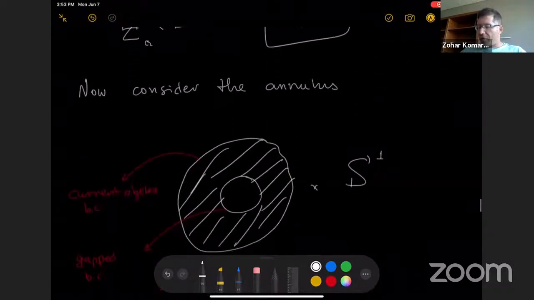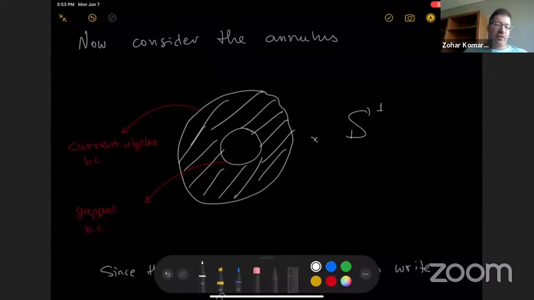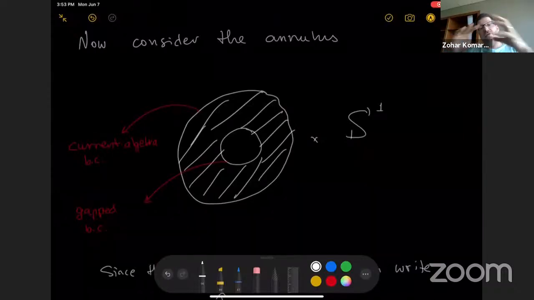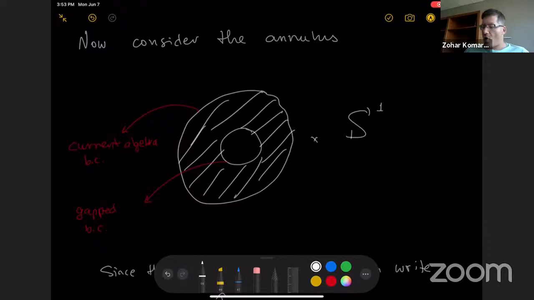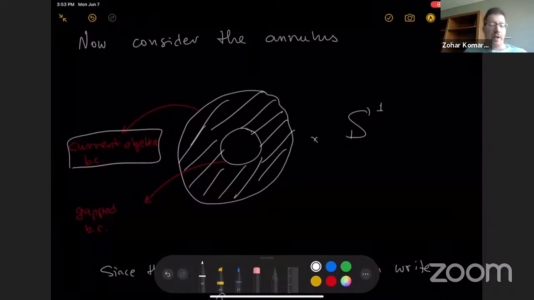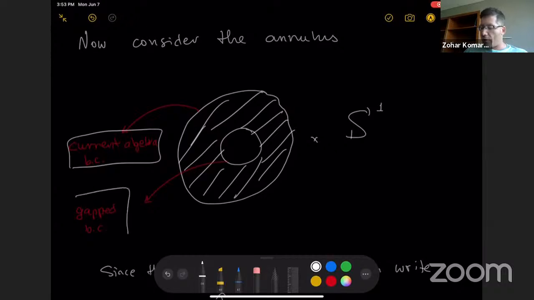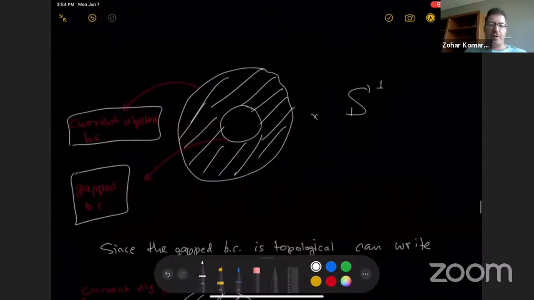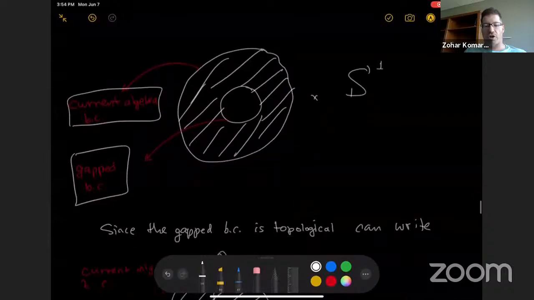Now I want to tell you something about the annulus. Just to explain the 2D story, it's very interesting to consider an annulus geometry. On the outer circle, you put the Elitzur, Moore, Seiberg, Schwimmer boundary conditions, which lead to chiral edge modes transforming under some current algebra. But on the inner circle, you put our gapped boundary conditions, assuming that they exist. This leads to a very interesting construction that allows us to interpret the RCFT point of view on topological boundary conditions.